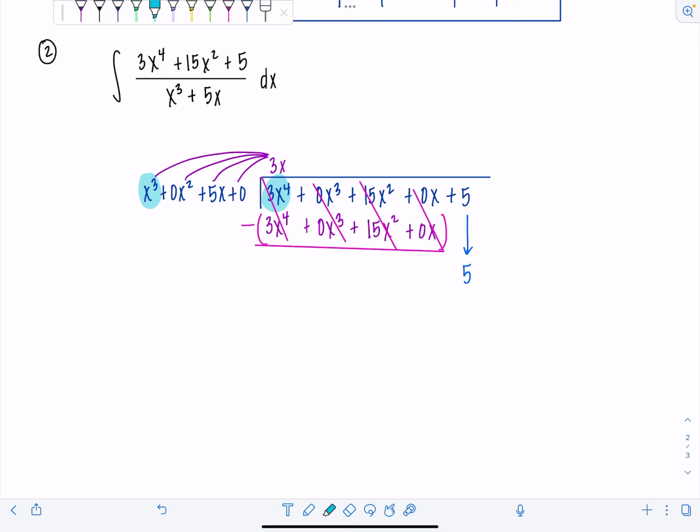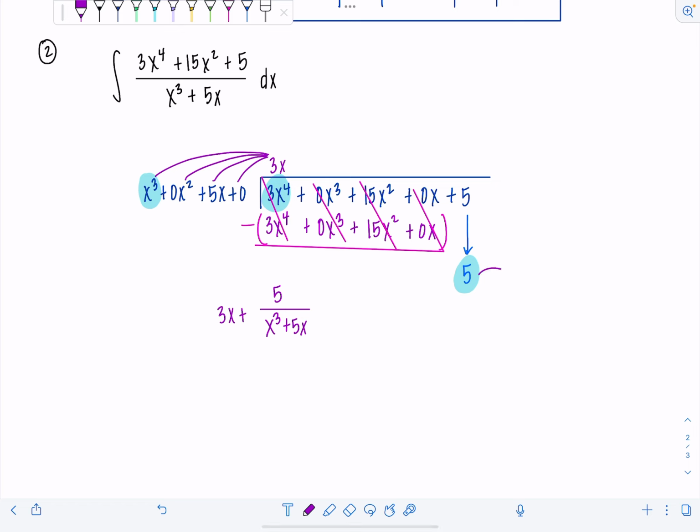How do I know it's a remainder and I can't keep dividing? Well, 5, that's just a constant. It's degree 0, right? There's no variables attached to it. And our divisor sitting out here is degree 3. If the divisor is a higher degree than whatever you're left with, you are done. That's your remainder. Okay? So how would you write out the result? It's 3x plus 5 over, what were we dividing by? X cubed plus 5x. You don't have to put all the placeholders in for your final answer.